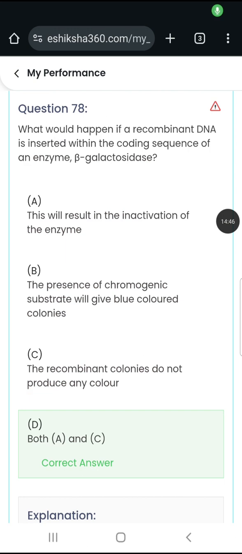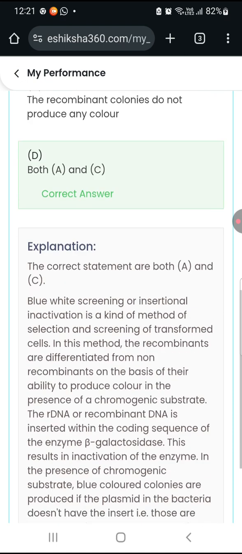What would happen if a recombinant DNA is inserted within the coding sequence of the enzyme beta-galactosidase? Answer: this will result in the inactivation of the enzyme. The recombinant colonies do not produce any color.